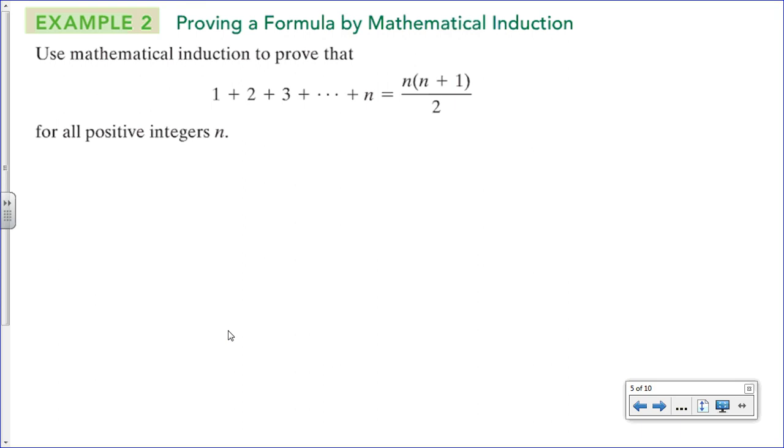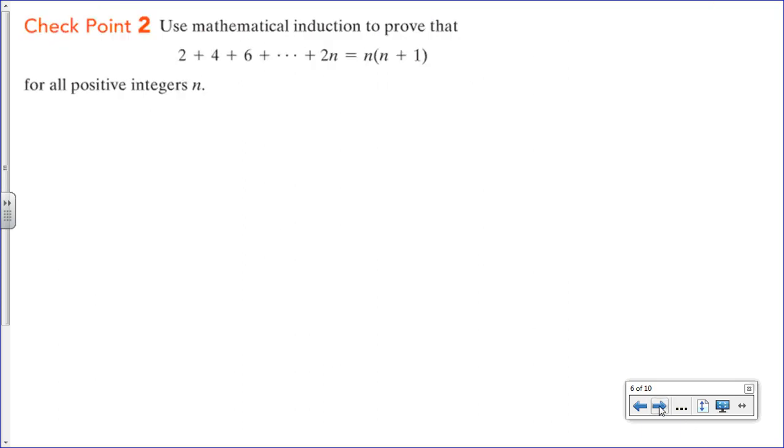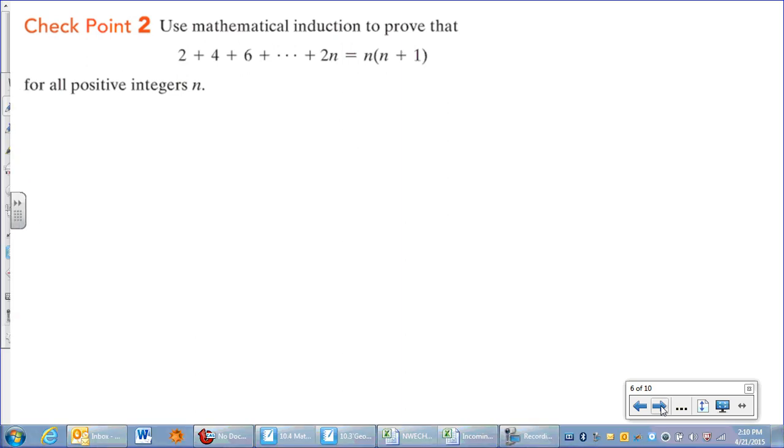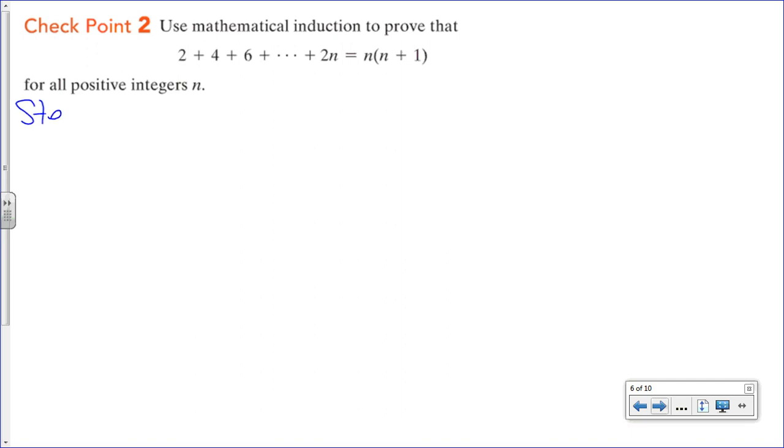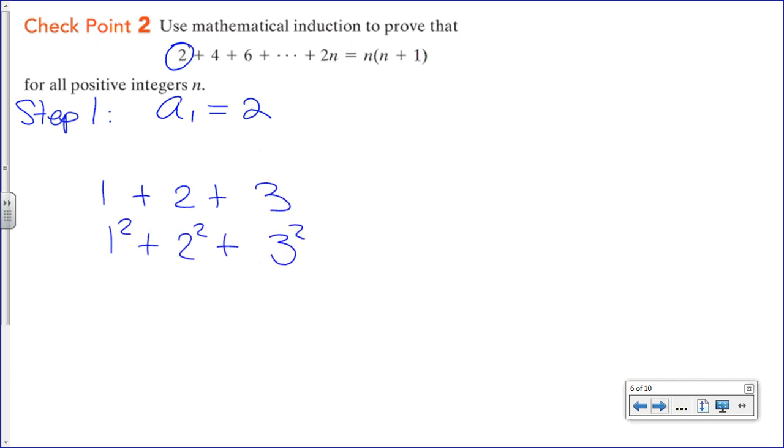Okay, so next example. Oh, that one we already did, so you could look at slide number 1 or 2, I don't know. So let's do that one. And so first thing, step number 1, we're going to prove that the statement holds for n equals 1. Or in this case, for a sub 1. So a sub 1 is 2. So what I'm trying to say is that with the previous examples, we started with 1 plus 2 plus 3, or we started with 1 squared plus 2 squared plus 3 squared. But if you guys notice this series, it starts with a 2. Okay?